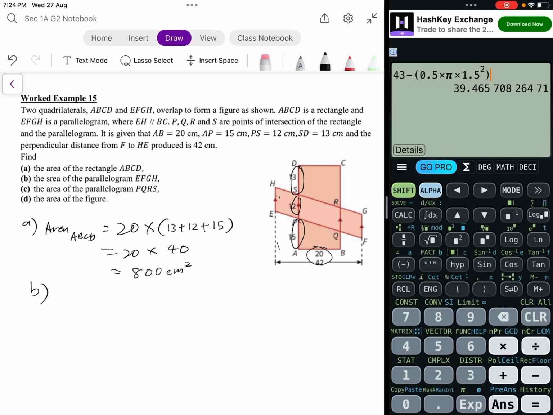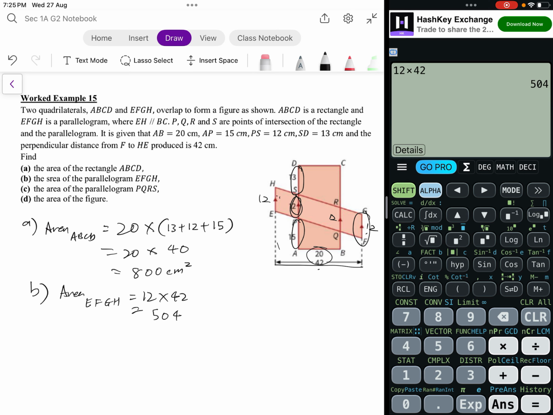Now they want to find the area of the parallelogram EFGH. Now if this is 12, that means here is 12, here is 12, here is 12. So we have the perpendicular height, we have the base length. So it's just 12 times 42. So area of EFGH, 12 times 42, will give me 504 cm square.